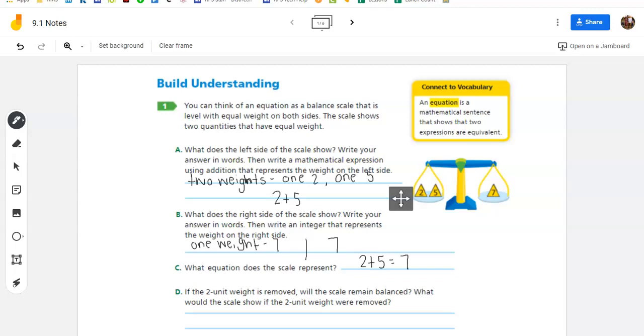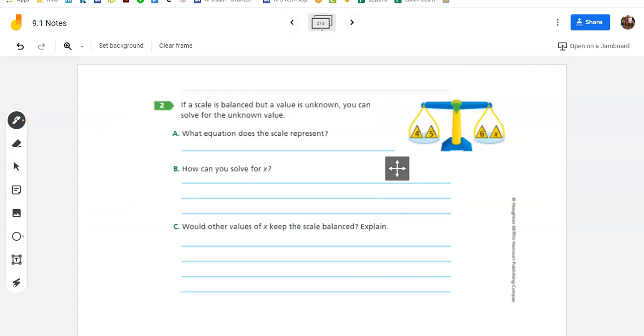If the 2-unit weight is removed, will the scale remain balanced? So if this 2 goes away right here, it will not, because one side will be 5 and one side will be 7, so the 7 side will be down lower, weighing more. The 7 would weigh more.